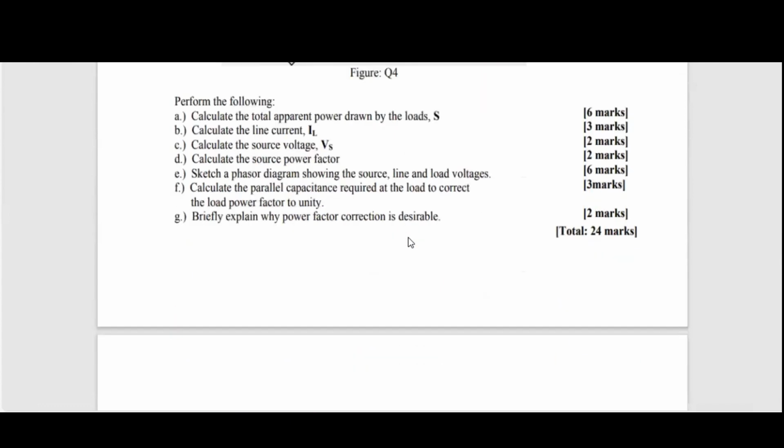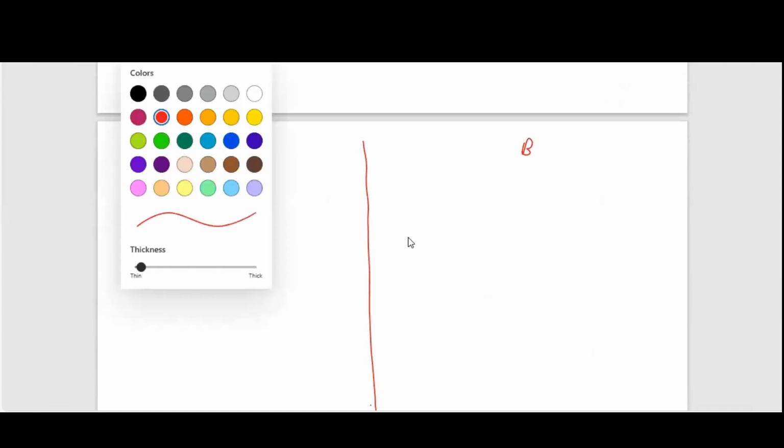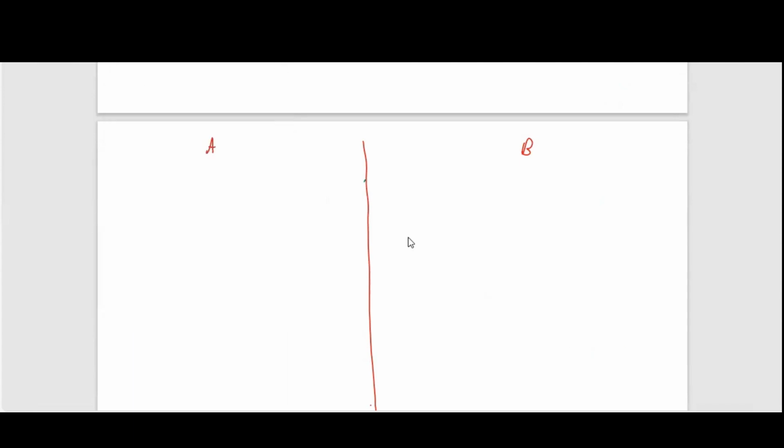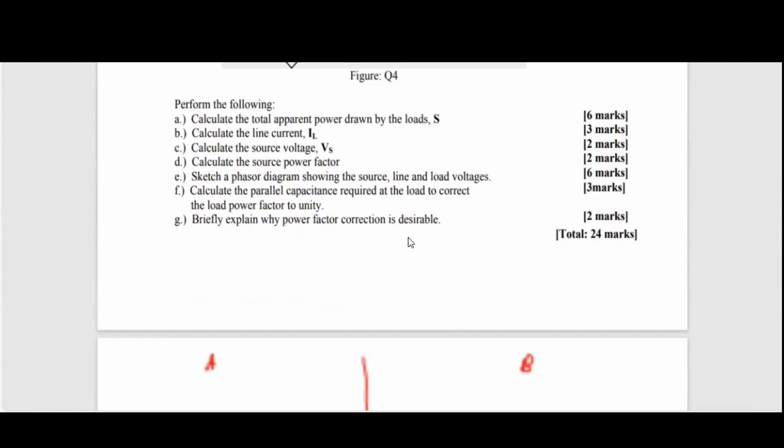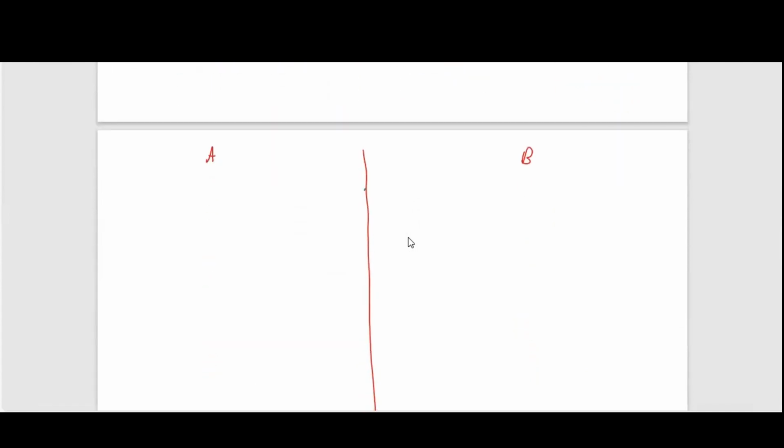Because it's two loads I give you, okay? If they give you two, you have to work it separately. So separate A and B. Let me just use a different color to differentiate it, right? All right, so there you go. If you go back to the question, I need to know lag on top. So my angle should be positive, okay? Simple concepts.